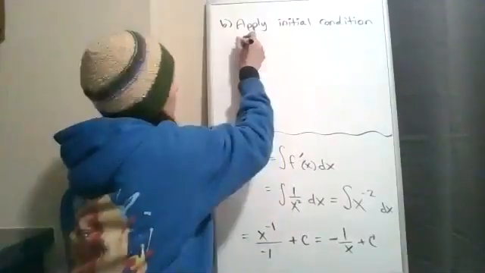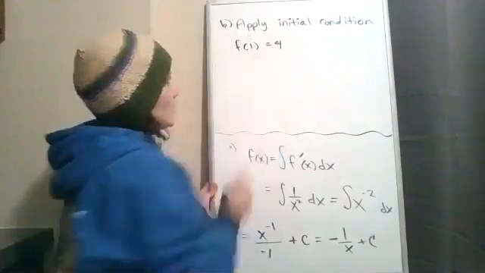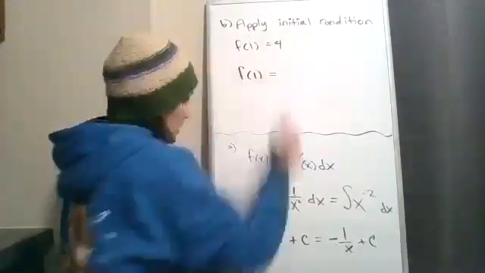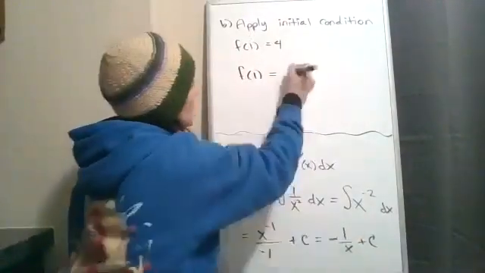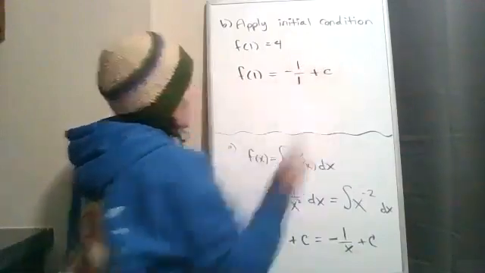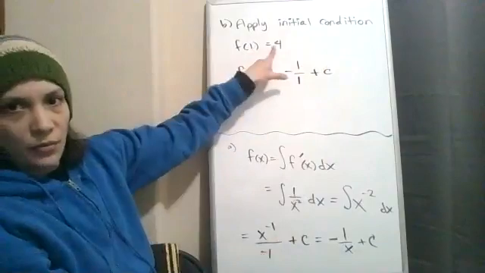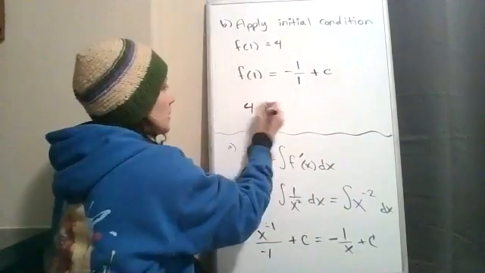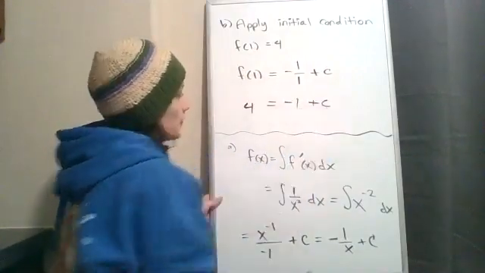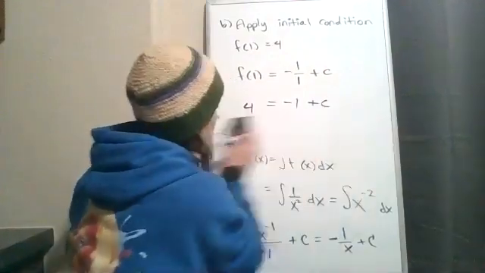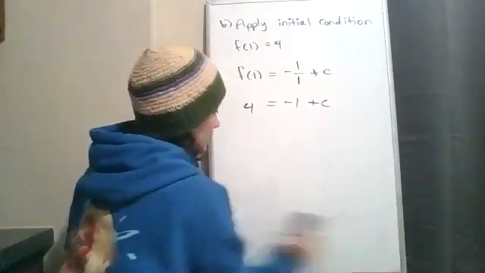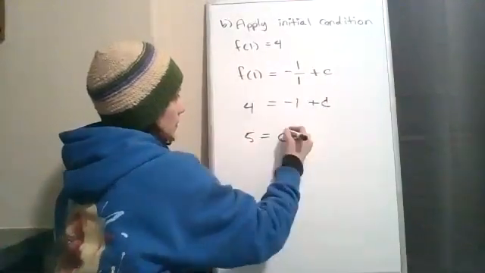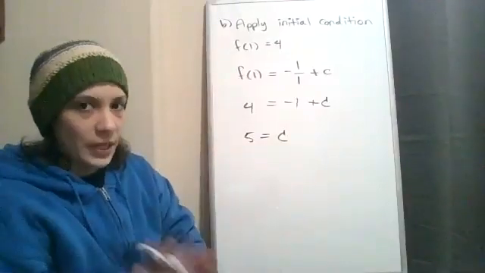We know f of 1 equals 4. So we'll put in 1 for x. 1 over 1 plus c. And then we'll put in f of 1, which is 4. Or substitute f of 1 with 4. Solve for c. And then write your answer.